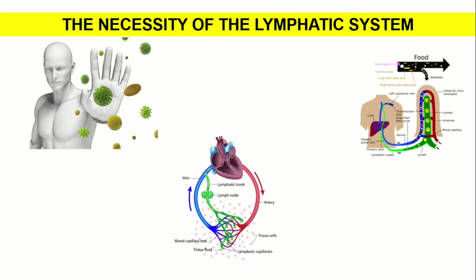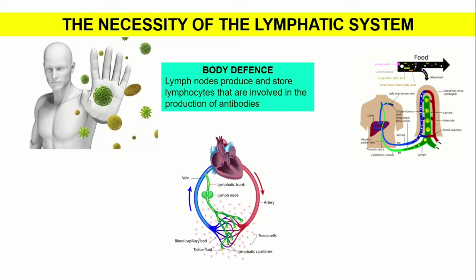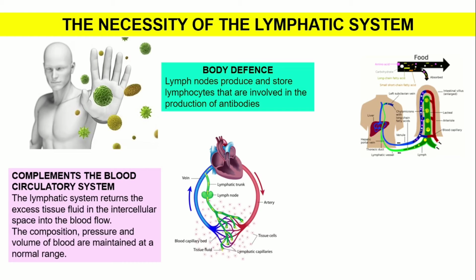This is the necessity of the lymphatic system. The lymph nodes produce and store the lymphocytes that are involved in the body defense and the production of antibodies. The lymphatic system will complement the blood circulatory system, where the lymphatic system will return the excess tissue fluid in the intercellular spaces into the blood flow. The composition, pressure, and volume of blood are maintained at the normal range.